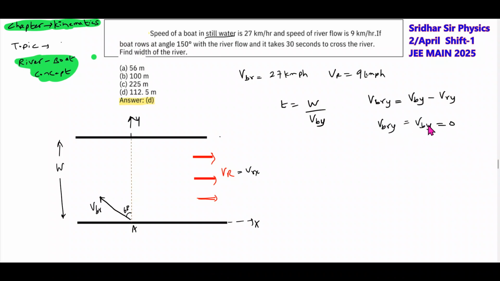So therefore, velocity of boat with respect to ground along the y-axis should be equal to velocity of boat with respect to river along the y-axis. What is the velocity of boat with respect to river? We know the formula. Its y component is VBR cos theta, cos 60 degrees. This time we know, 30. Width of the river we don't know. VBR is 27 kilometers per hour, 5 by 18, cos 60 is 1 by 2.